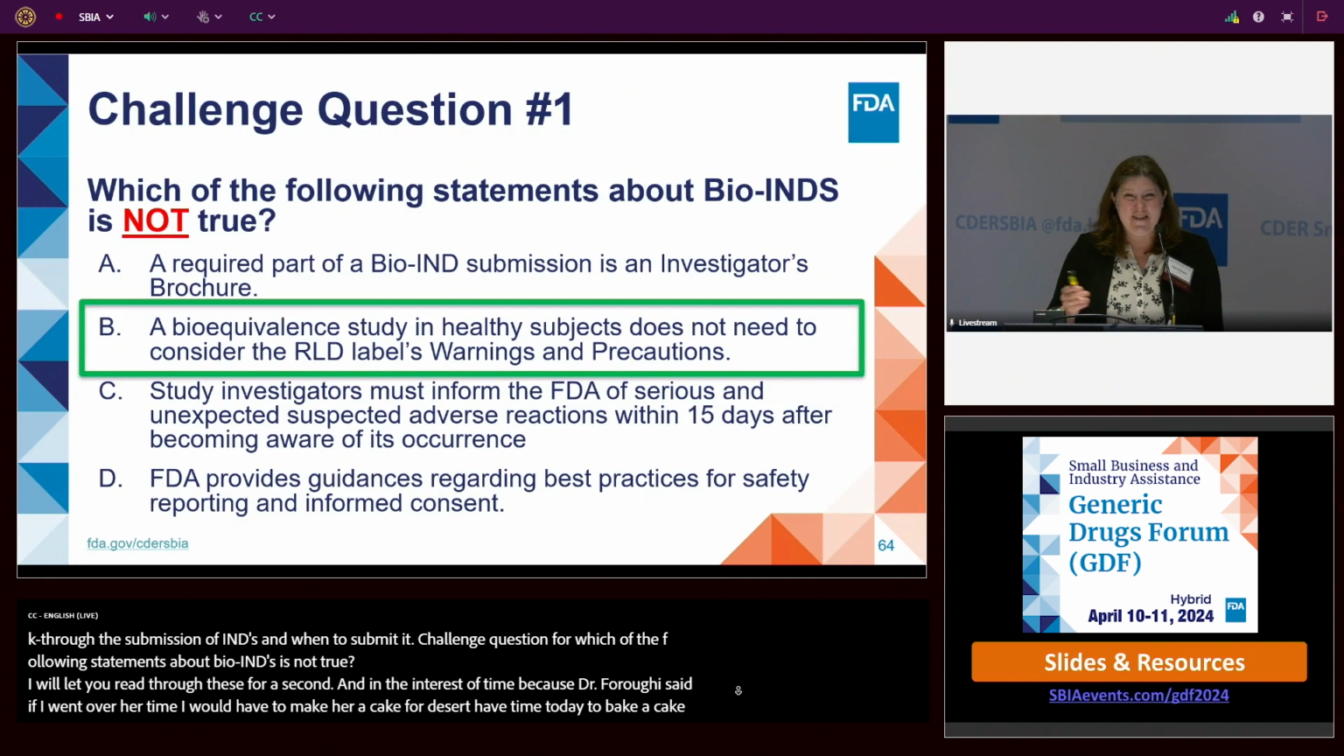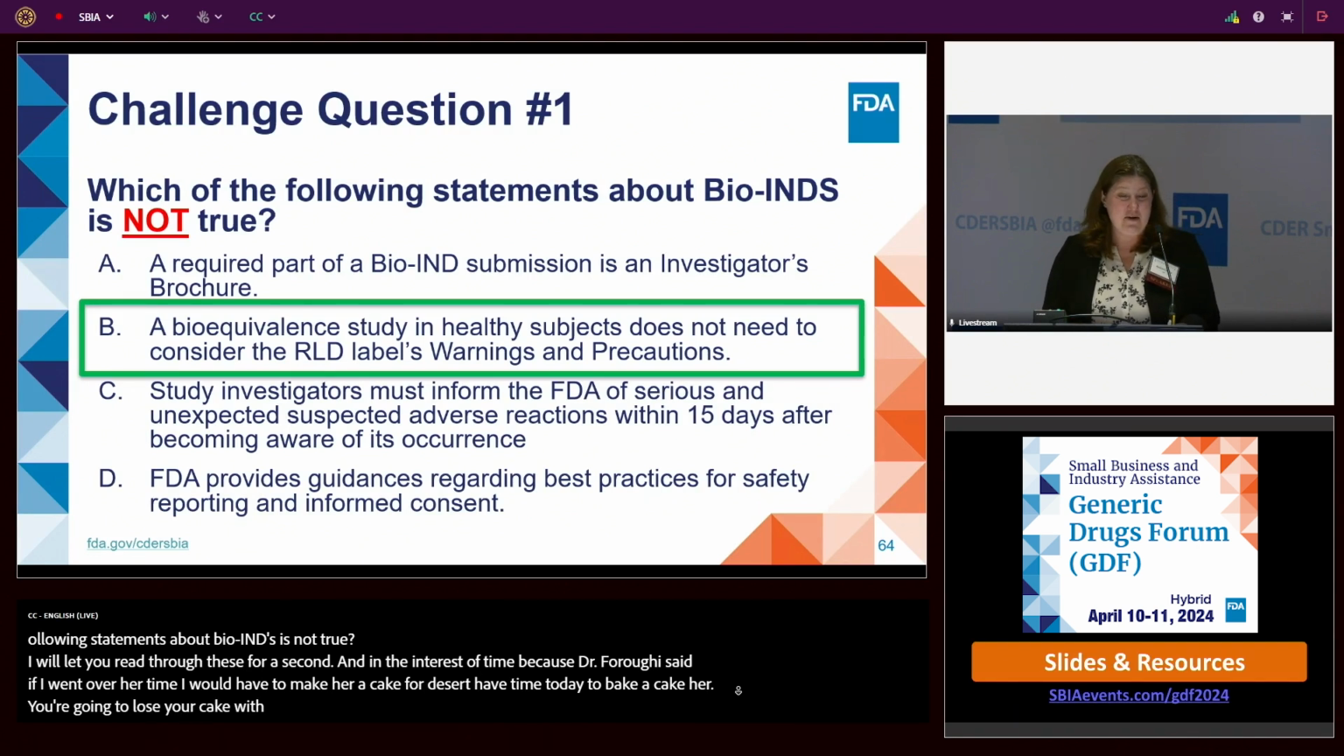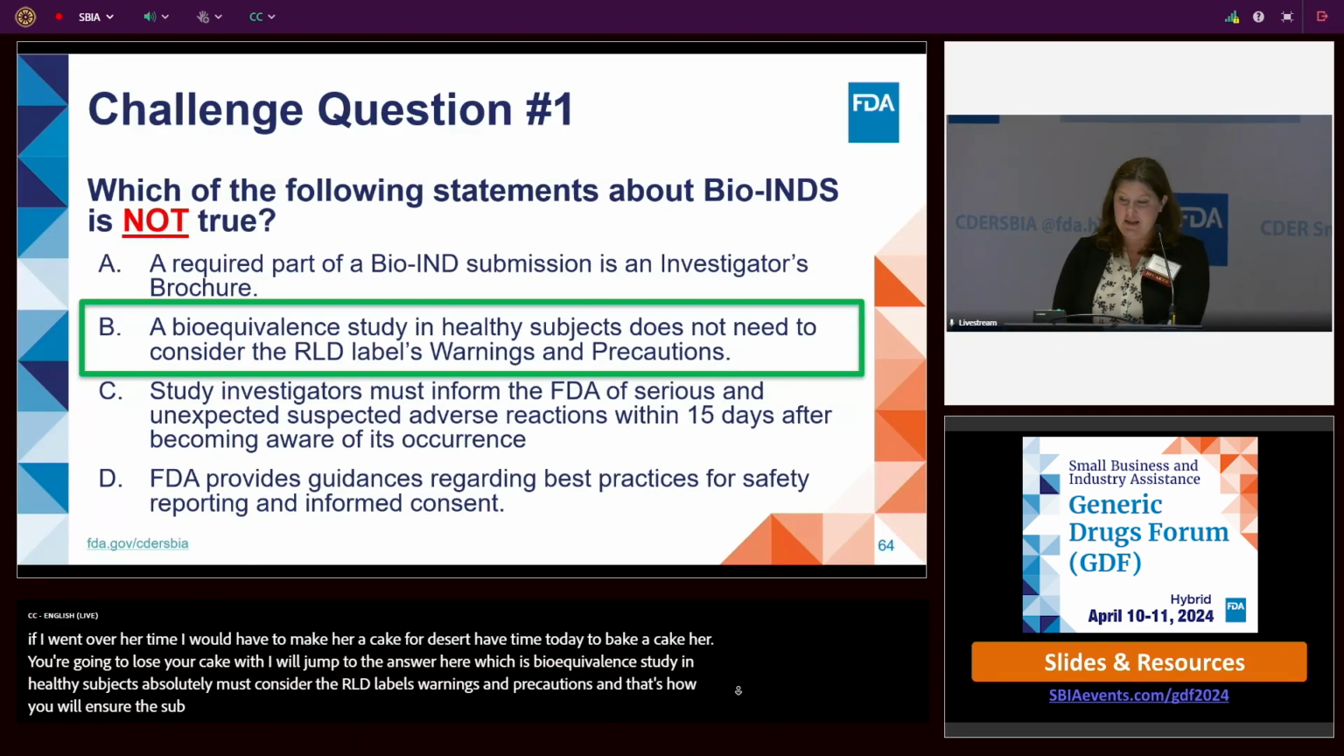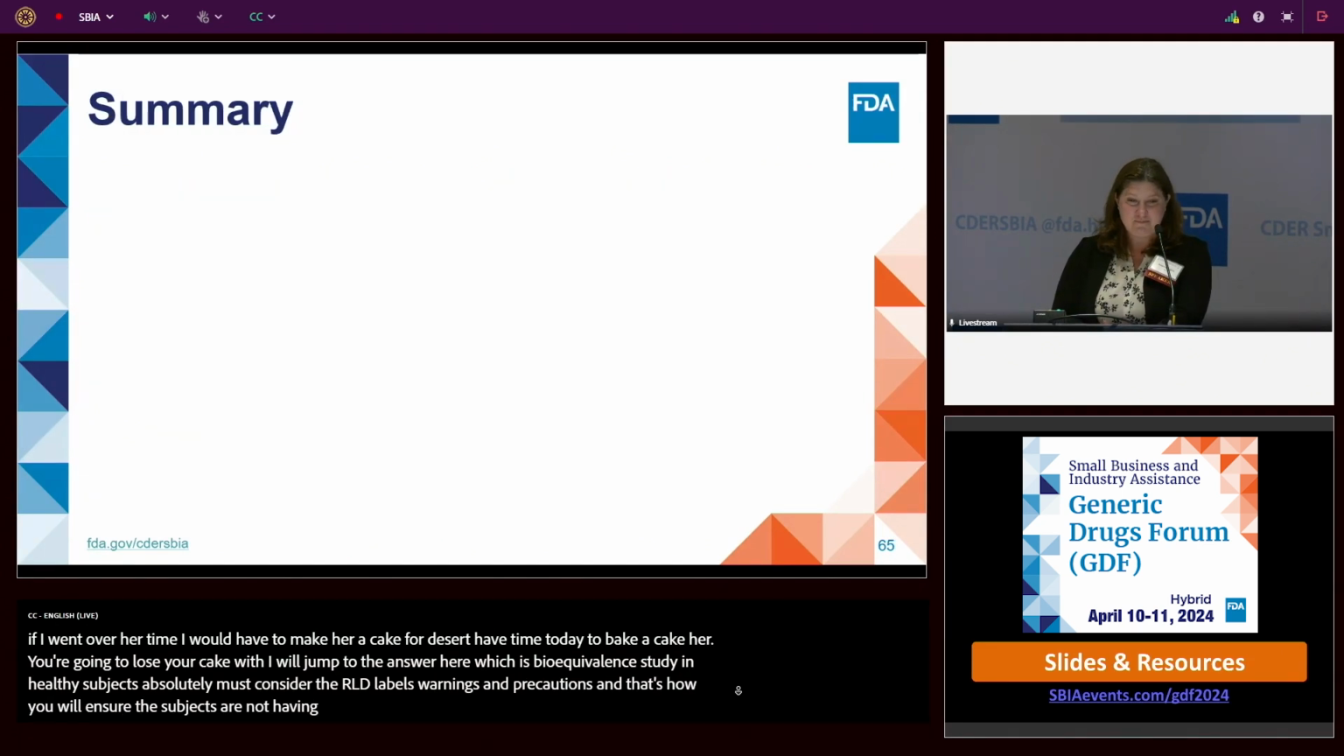I'm going to jump to the answer. The answer here is that a bioequivalence study in healthy subjects absolutely needs to consider the RLD's label, warnings, and precautions. That's how you're going to make sure that these subjects are not having significant adverse events and that they are staying safe for this study.